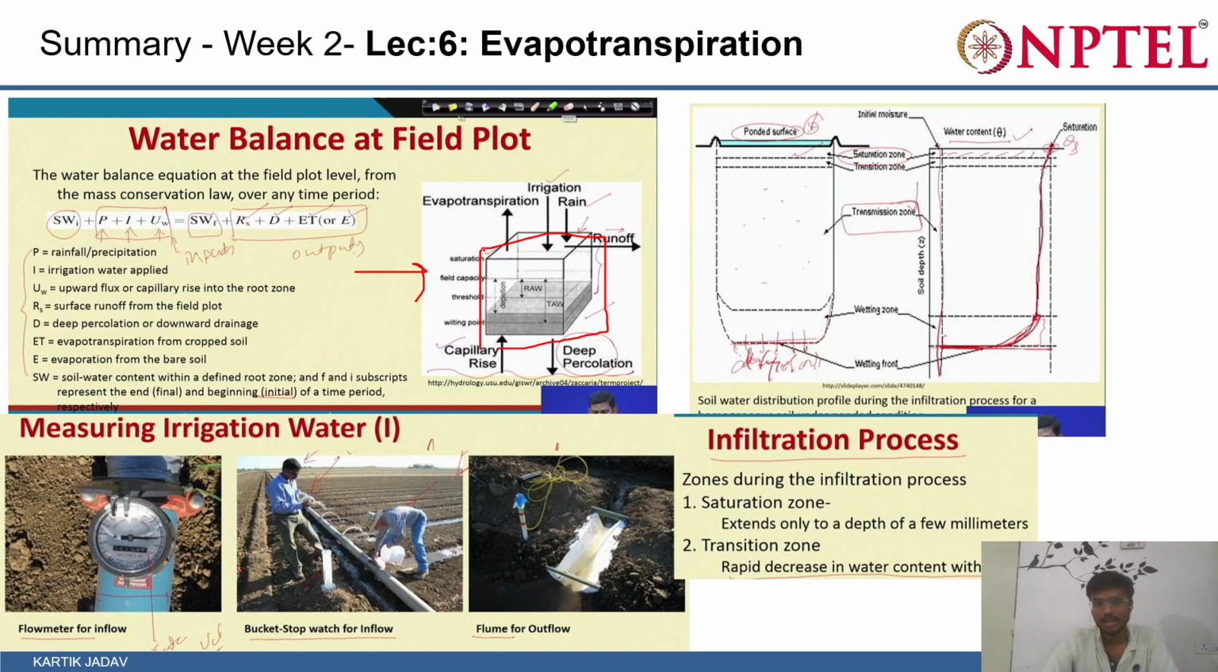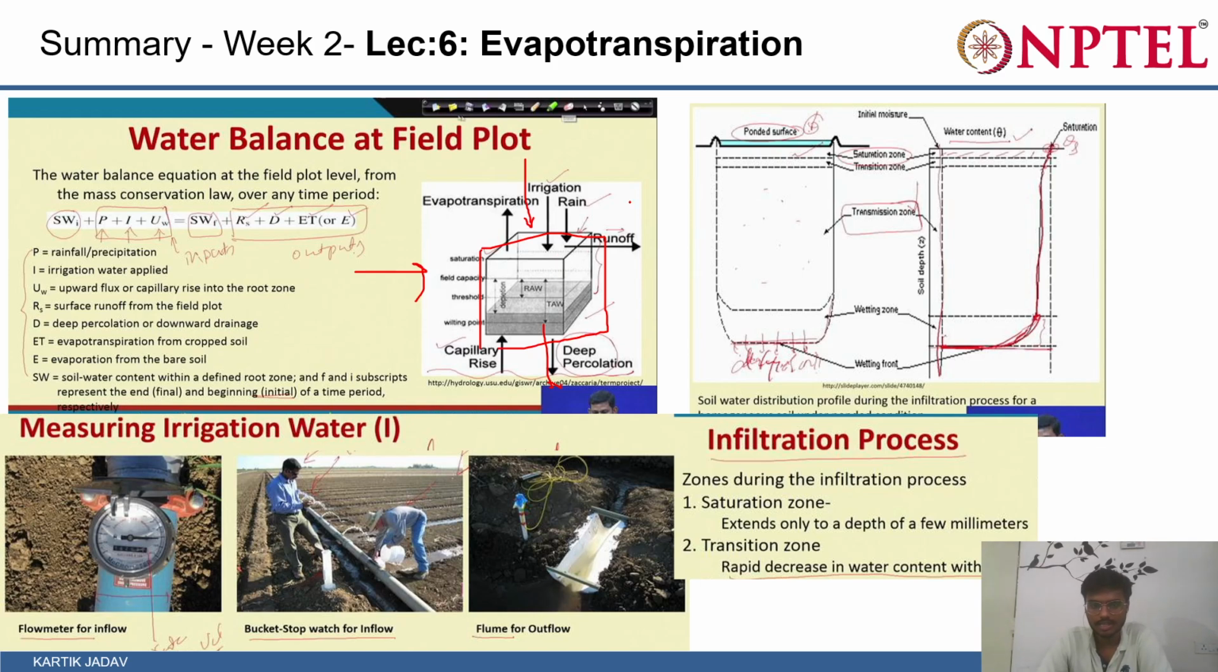So when we are considering any system, that system has certain inputs or certain outputs, and also there is certain storage in between. So in terms of the hydrological cycle, it is represented here, and if we are balancing these input components and outputs, then we will be able to measure certain parameters like soil moisture, evapotranspiration, deep percolation, whatever we are interested in.